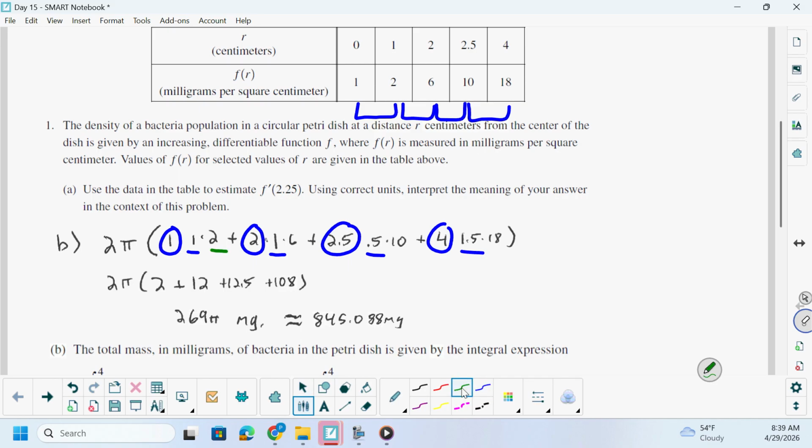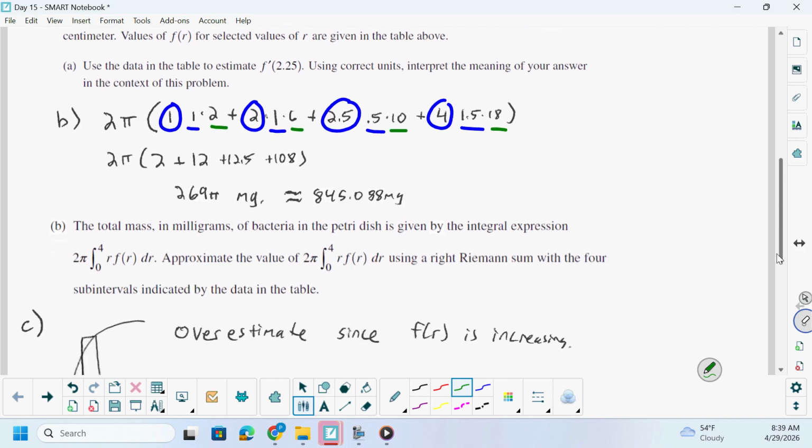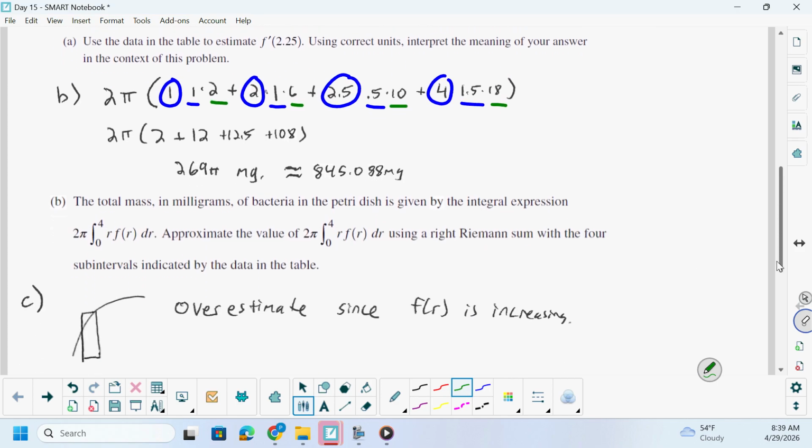So 2 is the height of our rectangle for the first interval, then the 6, then the 10, then the 18. You can either do it in terms of pi, or you can put the pi in and round it to 3 decimal places. And it was a mass, so they said our units there was milligrams.